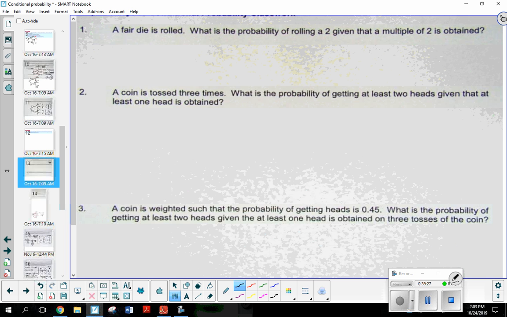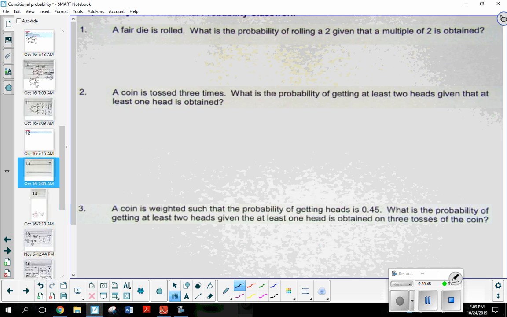Two? Okay, let's look at the second problem. A coin is tossed 3 times. What's the probability of getting at least 2 heads, given that at least 1 head is obtained? Okay. Now again, there are several different ways you could approach this problem.